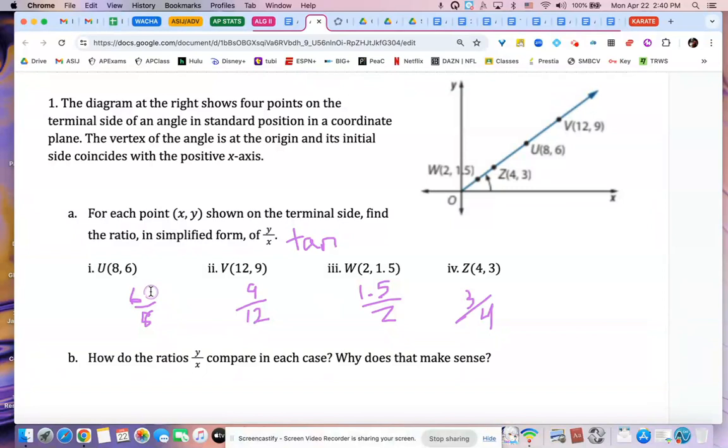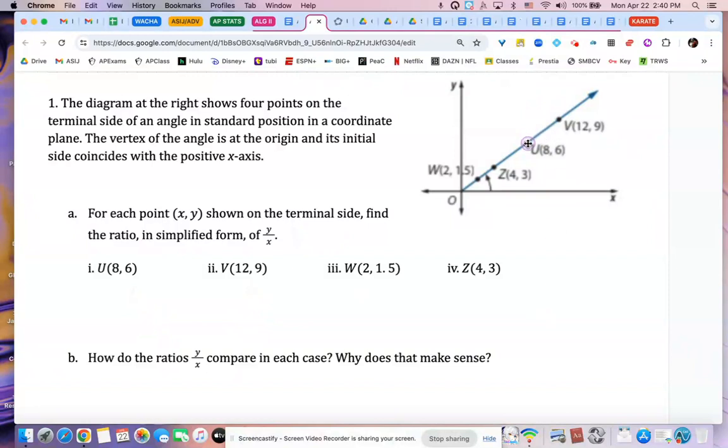3/4 is the same thing as 6 over 8, right? 6 over 8 is also 3/4. 9 over 12, that's also 3/4. And 1.5 over 2 is also 3/4. So all of these are actually 3/4. Is that just magic? Is that what's going on? Well, not really. It's not magic.